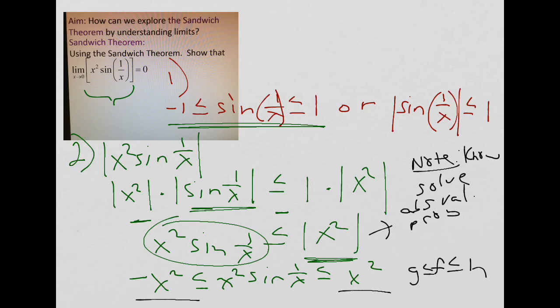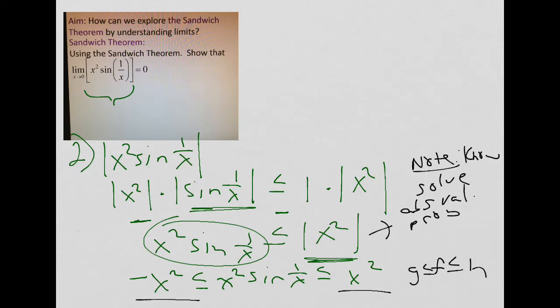So we took our expression and our understanding of sine, and created an inequality with absolute values. We solved the absolute value inequality. So now we're up to understanding what to do from here. Once you see the inequality resembles the sandwich theorem, then we can talk about its limit, like the limit of g and the limit of h. They should equal one value, and the limit of f would equal that same value.